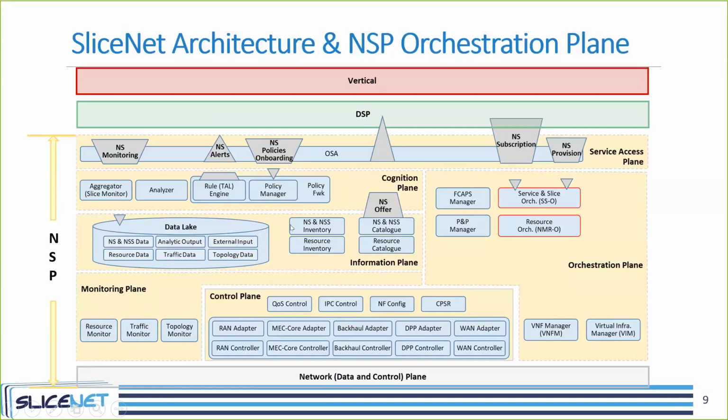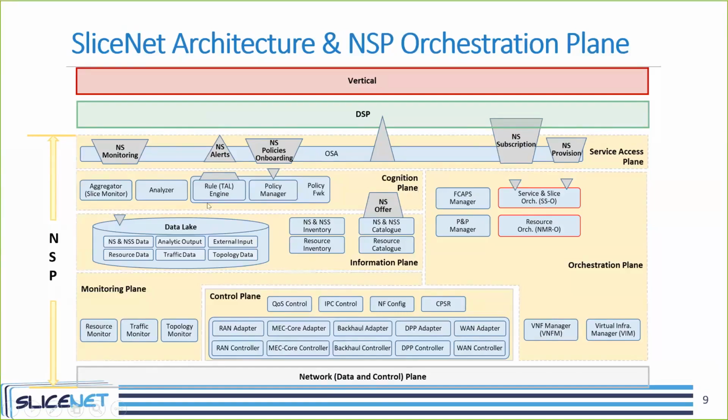So, as you can see here in the information plane, besides the data lake, which keeps the historical information about the alarms, events, and counters, you also have an important part, which is the catalogs. The catalogs are the network slice offers to the upper layer, in this case to the DSP, and also the resource catalogs. And of course, when we instantiate a network slice, we'll have the instances in the inventory. So what is up and running in the NSP will be part of the inventory in the information plane. You have here also the cognition plane. This is a very important plane for us because it will give us the possibility to make alarm predictions and to act on the network in order to prevent failures. So just a brief explanation of what's going on in this cognition plane.